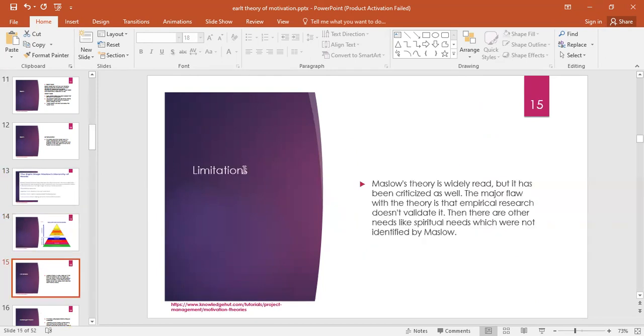What are the limitations of Maslow's hierarchy of needs? Maslow's theory is widely read, but it has been criticized as well. The major flaw with the theory is that empirical research doesn't validate it. Then there are other needs, like spiritual needs, which were not identified by Maslow.